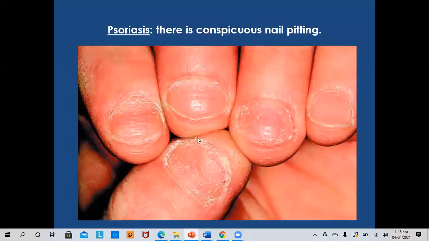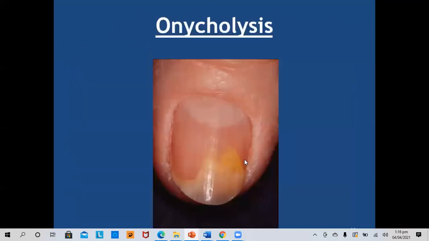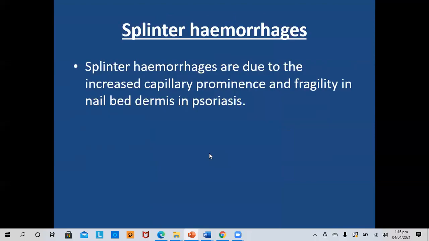Psoriasis. Here you can see several pits and some onycholysis at the distal end of the nails. The nail shows excessive pitting and onycholysis, as well as subungual hyperkeratosis. This is onycholysis and a few pits in the nail.